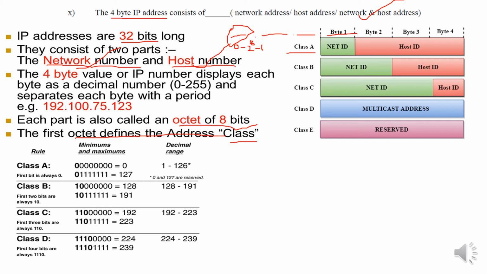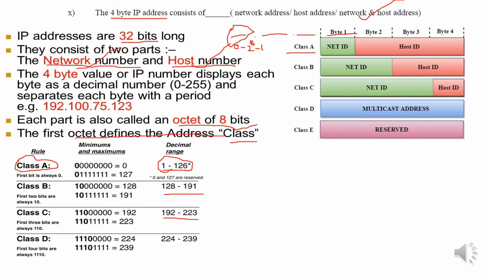For class A, the values 0 to 127 belong to class A, but 0 and 127 are actually special purpose. So 127.0.0.0 is a local host address. So effectively 1 to 126, if the first octet is within this value, then it belongs to class A address. Similarly, 128 to 191 belongs to class B. Similarly, class C is 192 to 223.